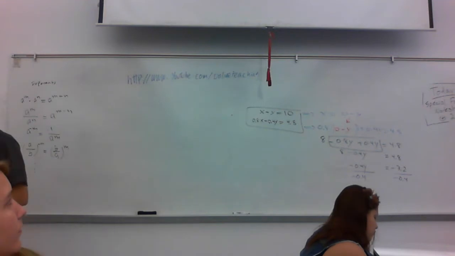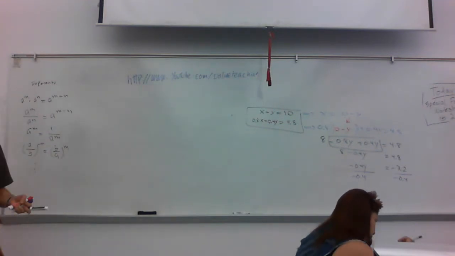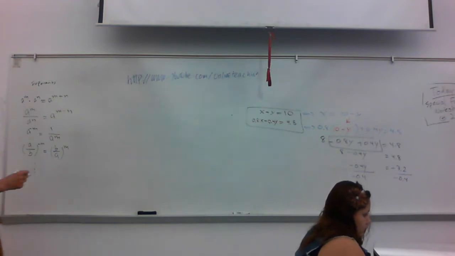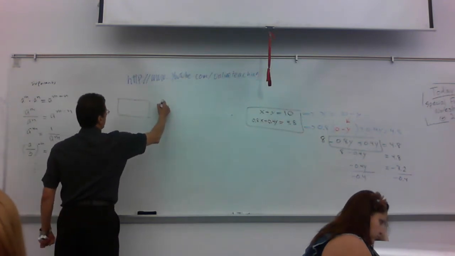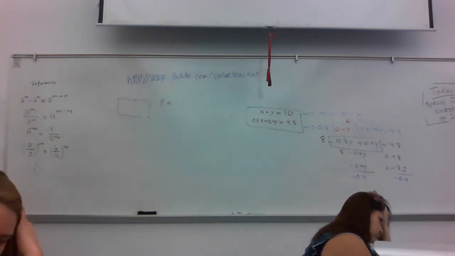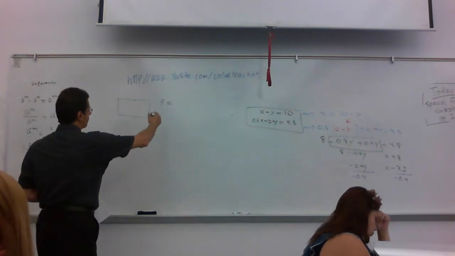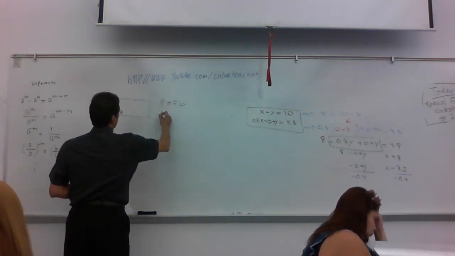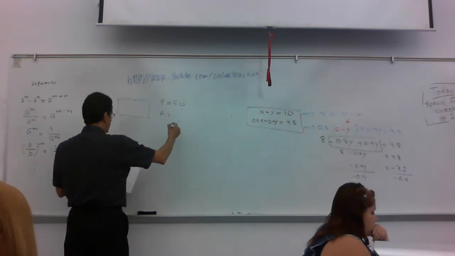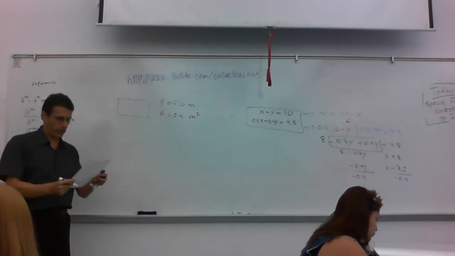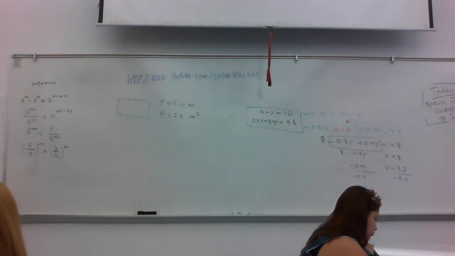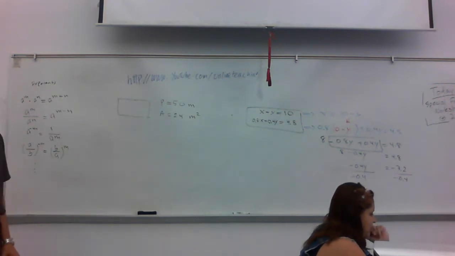Here's the question given to me. It says we have a rectangle whose perimeter is 50 meters and whose area is equal to 24 meters squared. And they want to solve this. This is also a system of equations. We will look at this towards the end of the course. This is a nonlinear system of equations. I want you to know that.